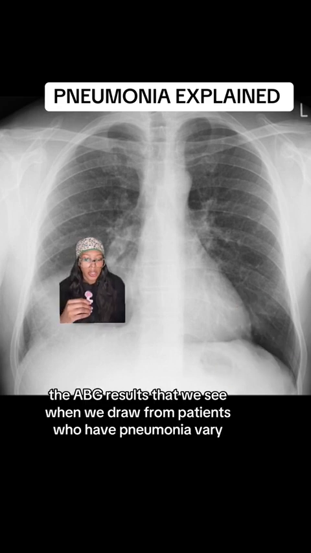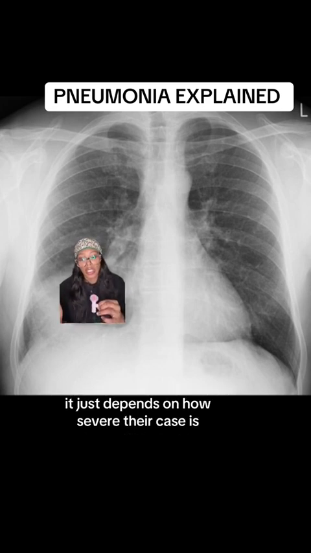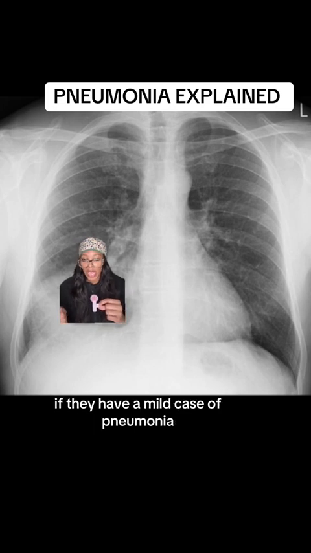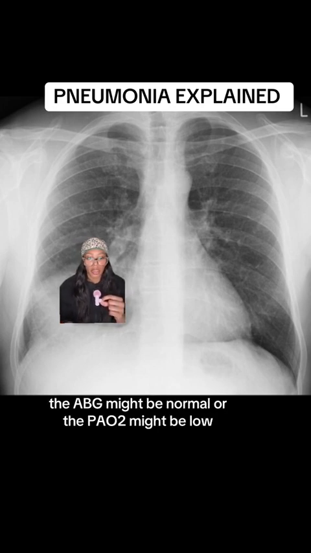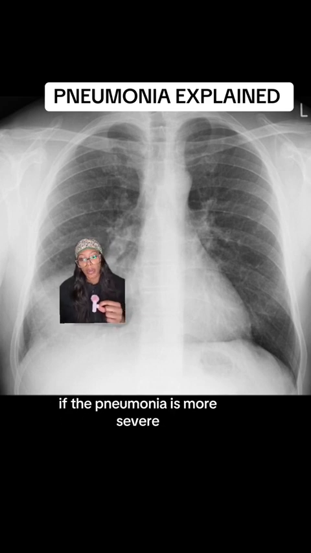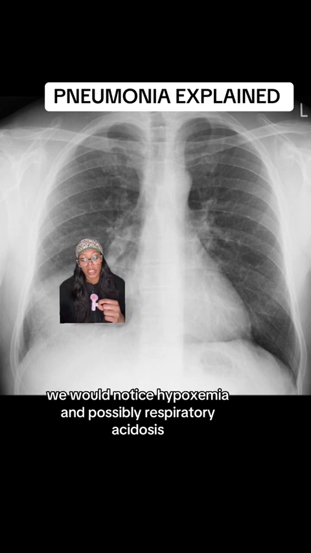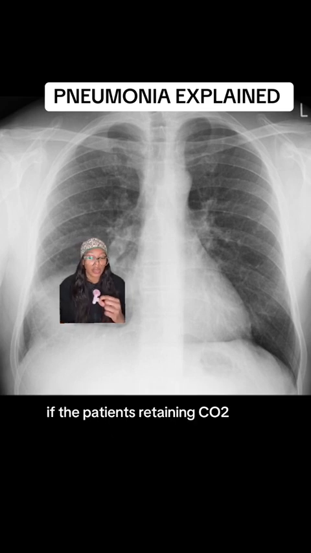The ABG results that we see when we draw from patients who have pneumonia vary. It just depends on how severe their case is. If they have a mild case of pneumonia, the ABG might be normal or the PaO2 might be low. If the pneumonia is more severe, we would notice hypoxemia and possibly respiratory acidosis if the patient's retaining CO2.